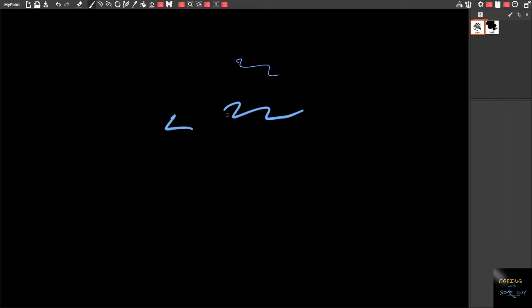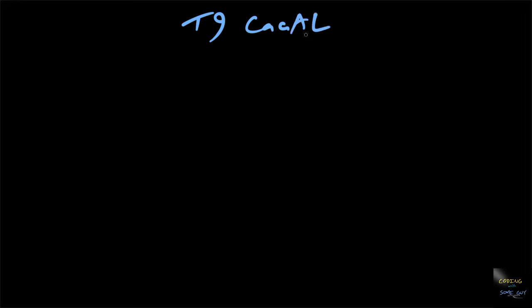All right, so great. We have brushes, we have painting, we have topic 9. So this is C as an additional language, and we are going to be building our own allocator. So let's do it.